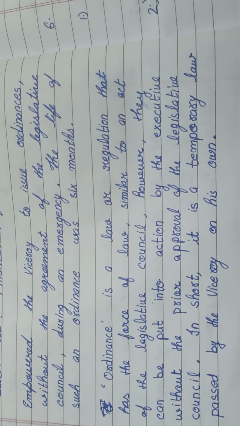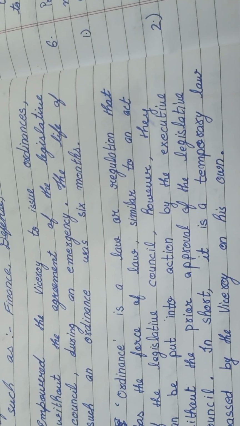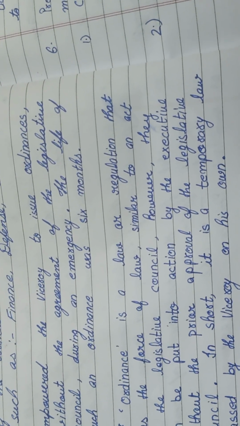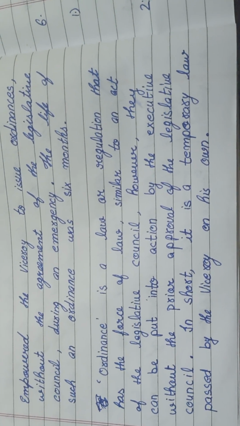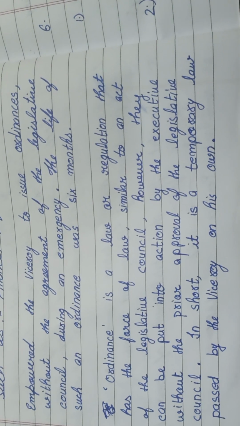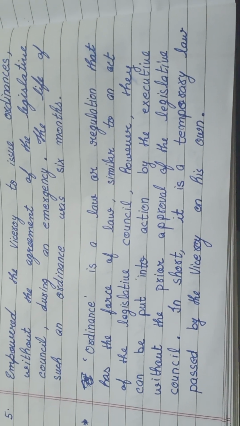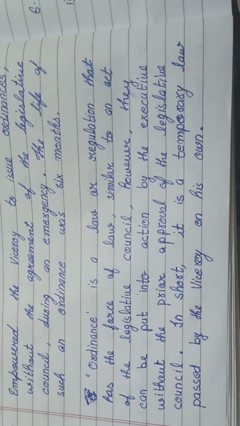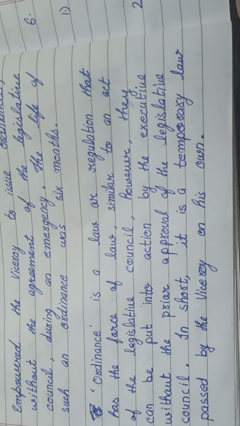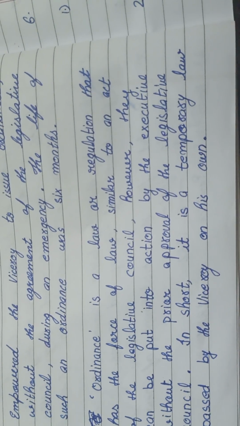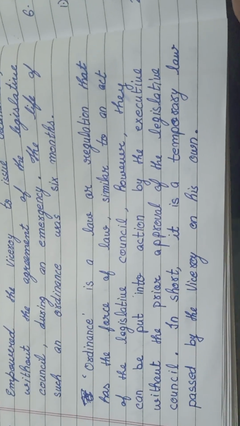An act is a kind of rule that is passed in the legislative council and now needs to be applied to the citizens. But ordinances are also rules that need to be followed by all the citizens, but they need not have been passed by a legislative council. So they have all the force, all the powers of an act, but they are not actually an act because they are not passed by the legislative council. And that is why these ordinances are actually temporary. So in short, it is a temporary law passed by the viceroy on his own.